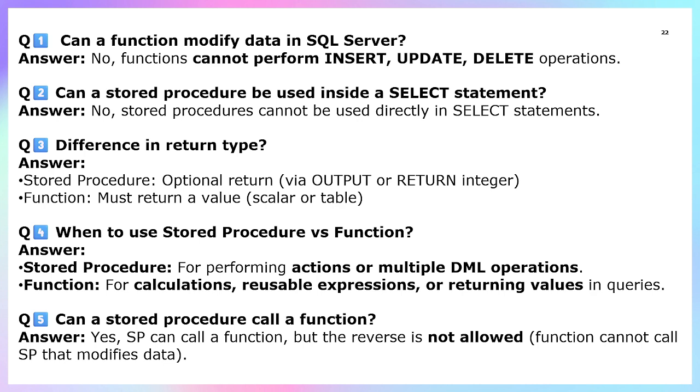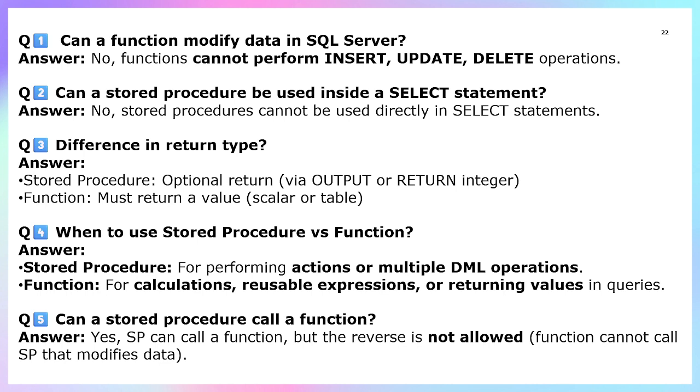So the first question: can a function modify data in SQL Server? No, a function can't perform insert, update, delete operations. Can a stored procedure be used inside a select statement? No, we already checked that in the definition. What is the difference in return type? In a stored procedure it is optional, output or return, either one can be used as an integer, but a function must return a value.